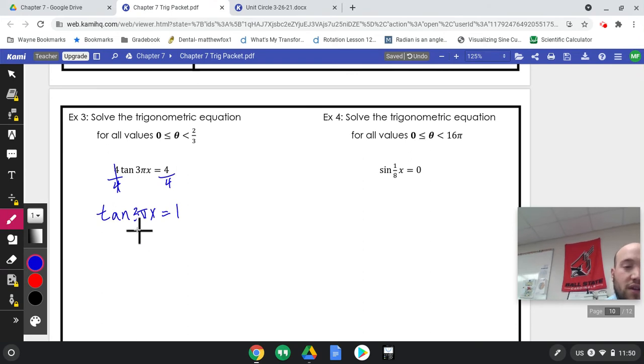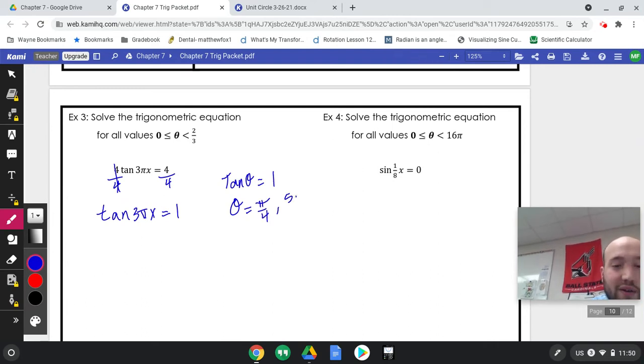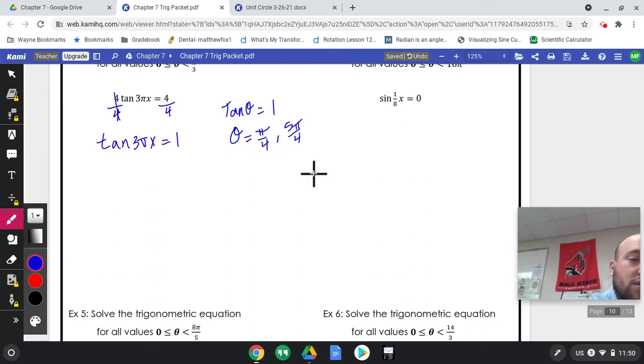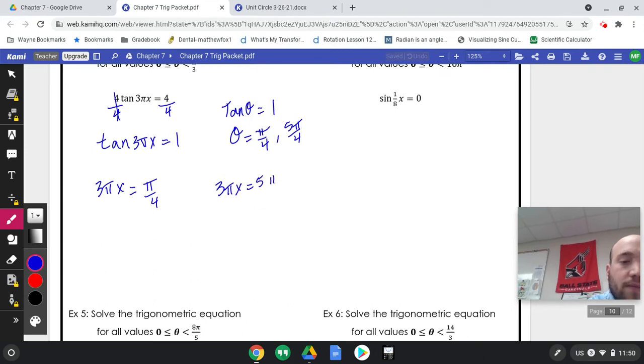So we can go. Now, instead of 3 pi x, what if that was a theta? If it was tangent of theta equals 1, you could check this out. This occurs when theta equals pi over 4 or 5 pi over 4. So if I plug both of those in, or sorry, instead of having theta, I have 3 pi x, so I'll set 3 pi x equal to each of those. And now we can solve.